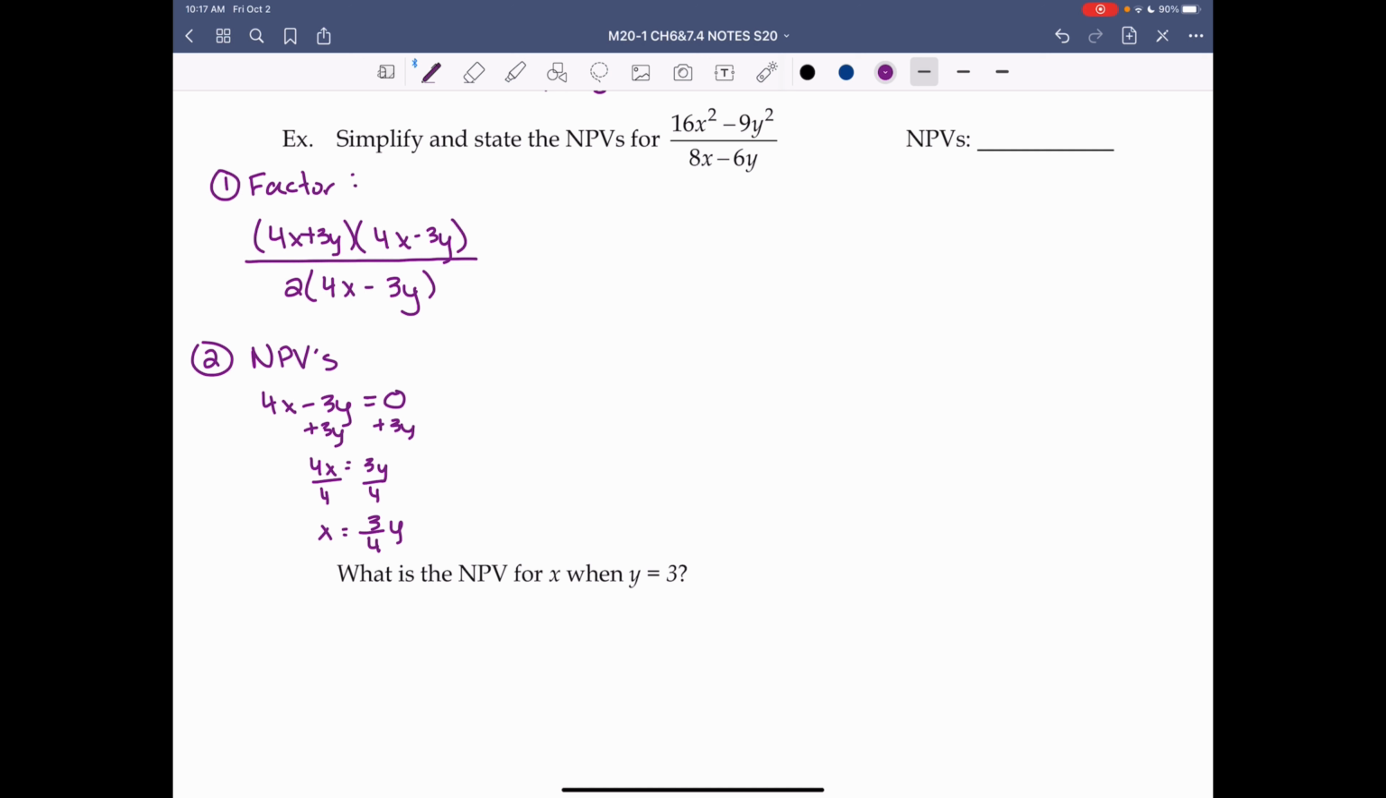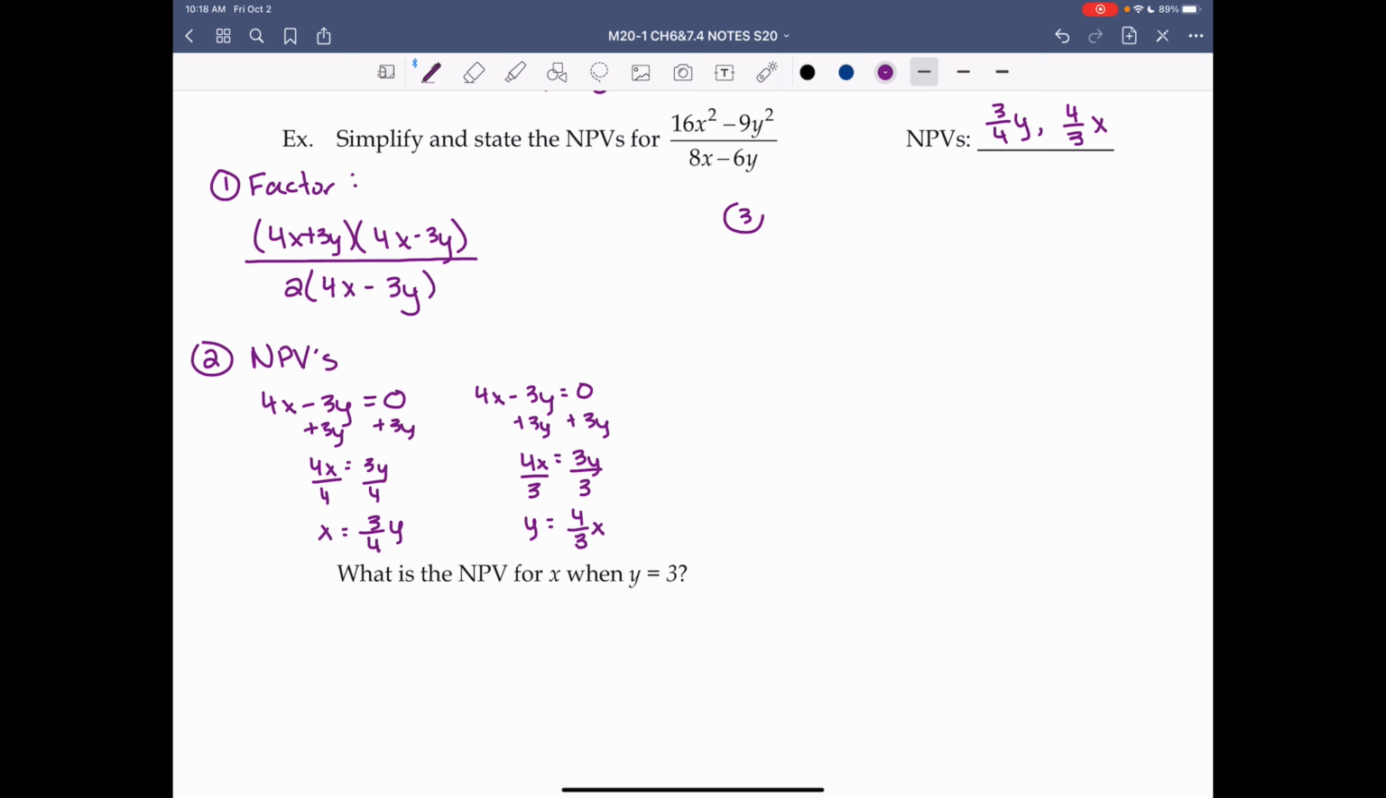And then if we solve for the y value instead, 4x minus 3y equals 0. We're going to, again, add 3y. Then we have 4x equals 3y. Now instead of dividing by 4, we're going to divide by 3 to get the y by itself. And we have y equals 4 over 3 x. So those are our NPVs, 3 over 4 y and 4 over 3 x.